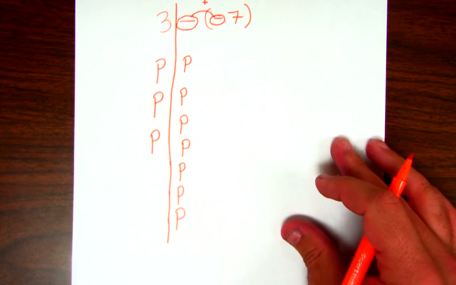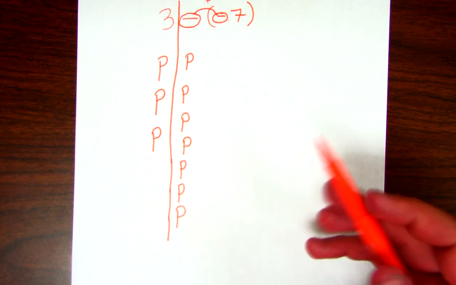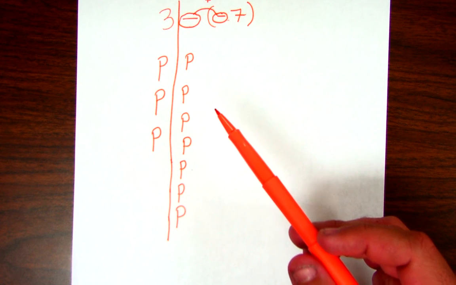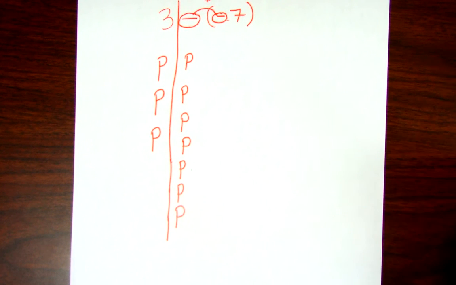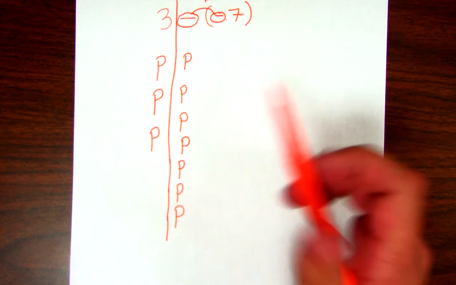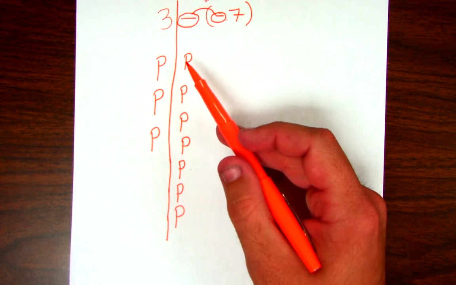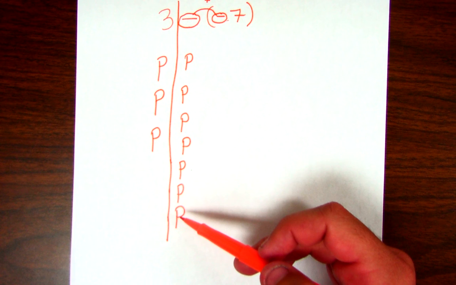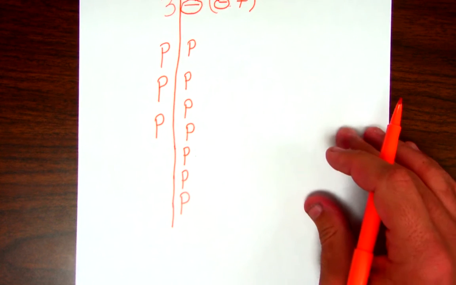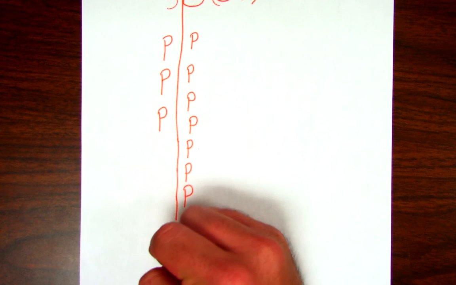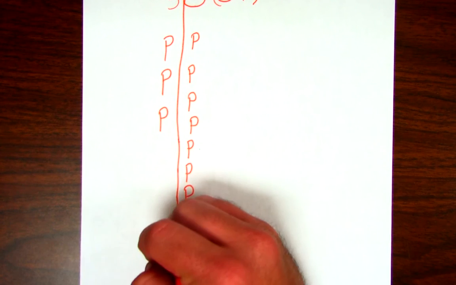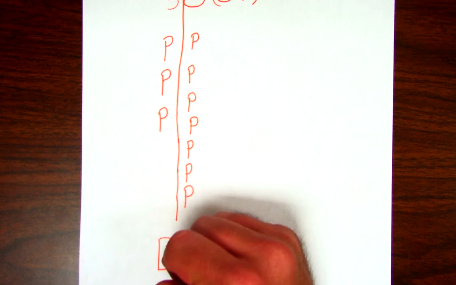Well, do I have any zero pairs here that I can cancel out? No, I don't. I have 3 positive people, plus I have 7 more positive people. So how many positive people do I have altogether? I have 10 positive people. So your answer is just a positive 10.